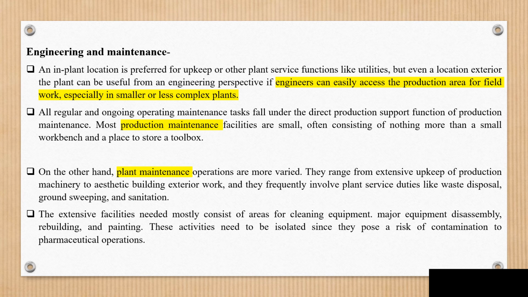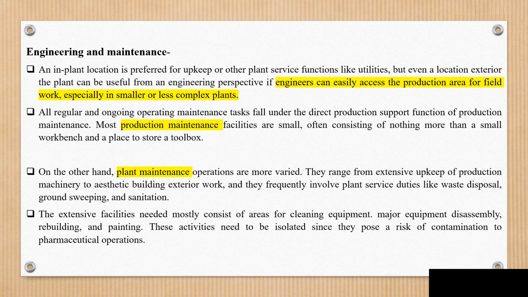Engineering and maintenance. In the case of engineering and maintenance, we have two major important terminologies. First is production maintenance, and second is called plant maintenance. Now the different engineers who are working inside a parenteral production should have access to the production area for the process of fill.